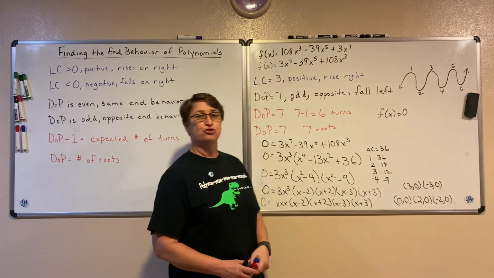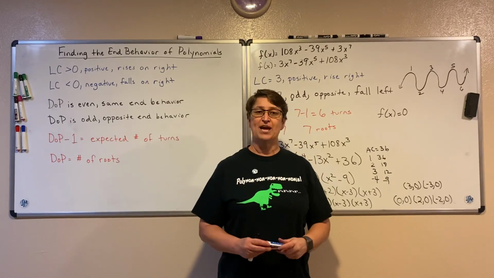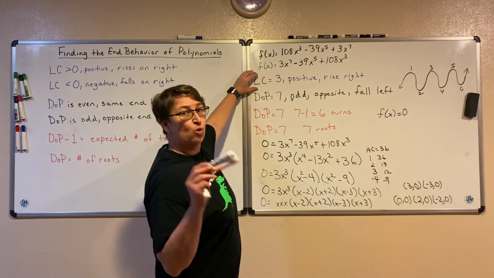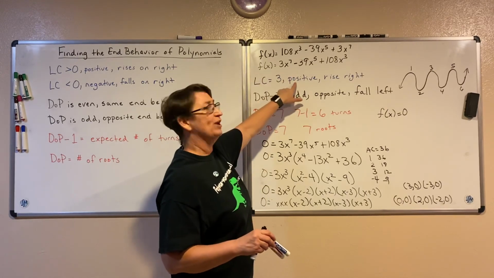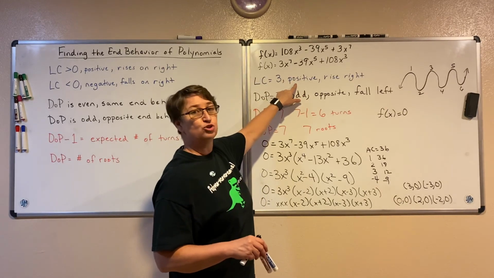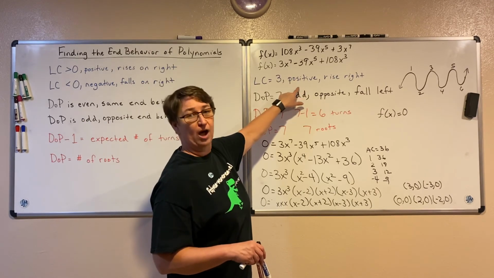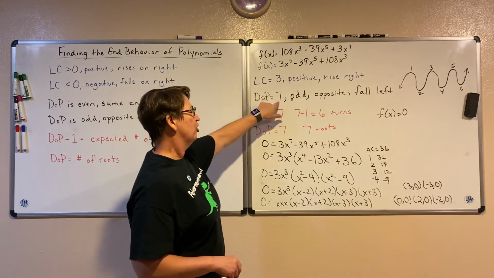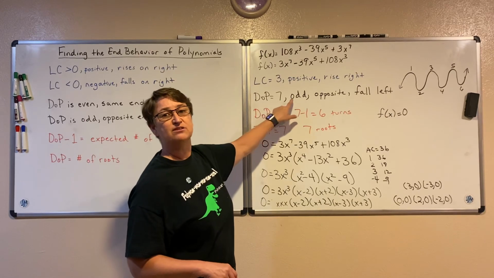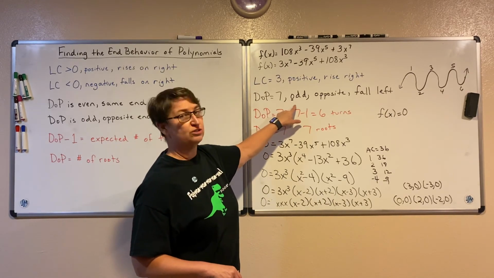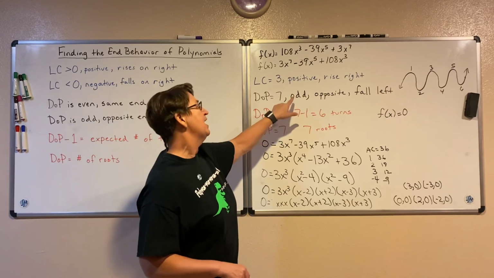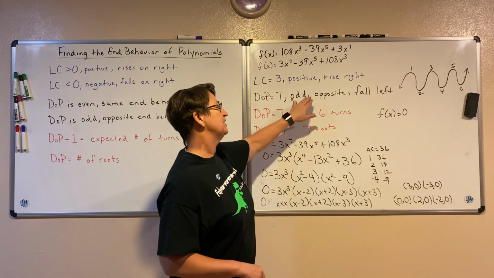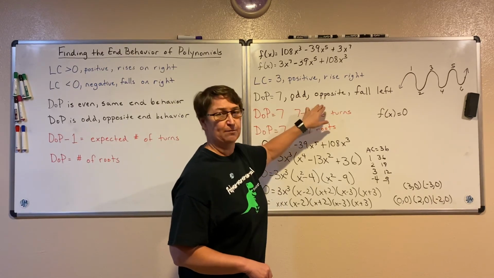So there's how we're going to do the degree of our polynomial, the end behavior of our polynomial. First thing you look for is your leading coefficient. What's important about that leading coefficient is whether it's negative or positive. You should tell your reader if it is negative or positive, and then what's happening on the right. Then we look at the degree of our polynomial, and what we care about is is it odd or is it even? You should tell your reader if it's odd or even. And then if it's odd, it does the opposite in behavior. And if it's even, it does the same in behavior.